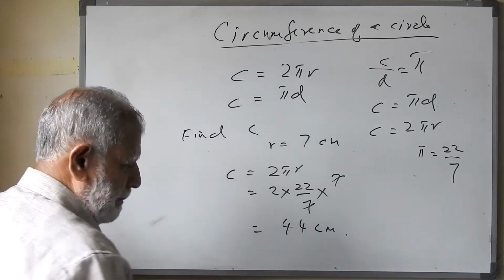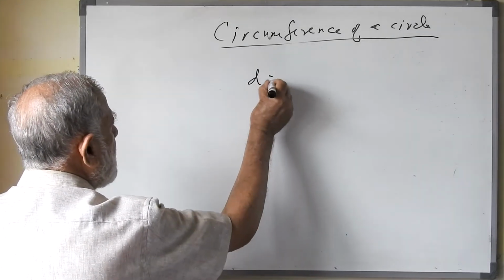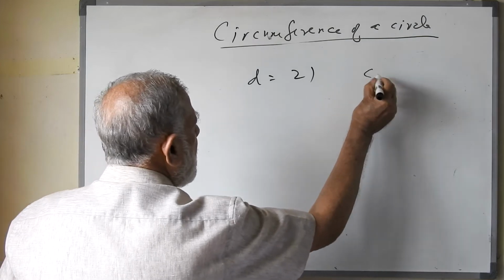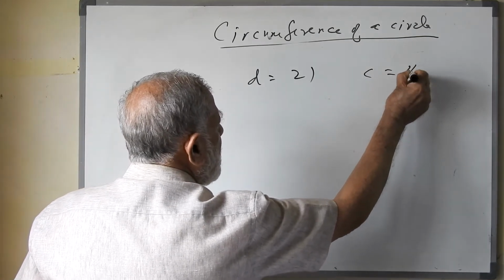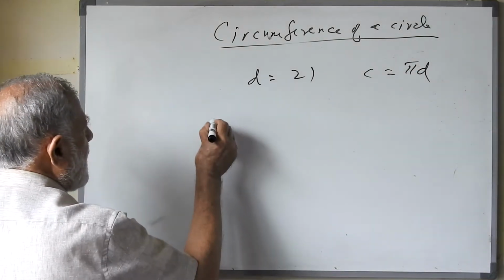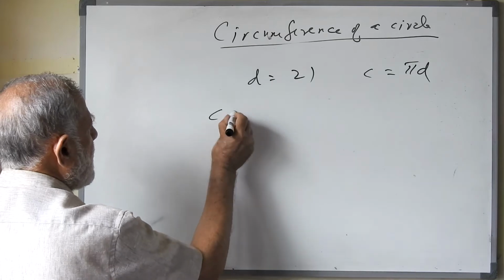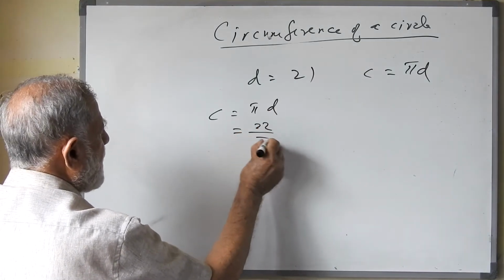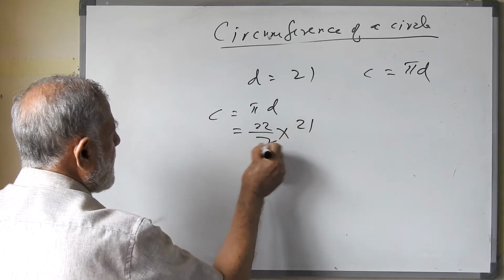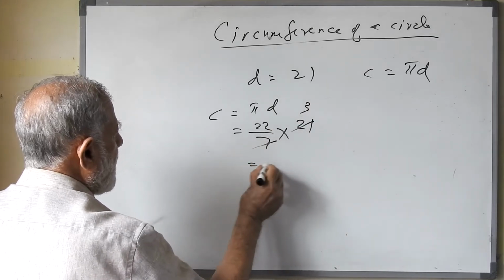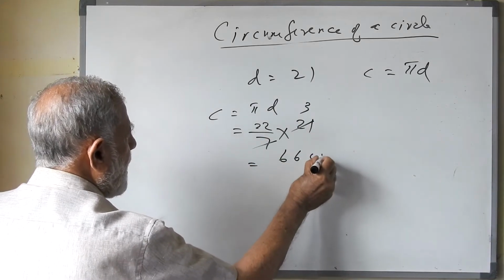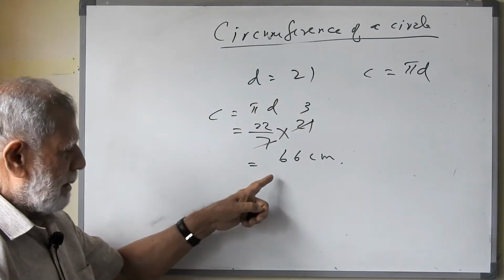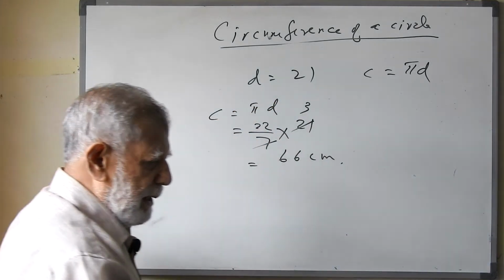We will take another example. Diameter is given as 21. You have to find C. So we can use the formula C is equal to pi d. That is equal to 22 over 7 into 21. So 7 and 21 cancel 3, that is equal to 66 centimeters. So the circumference of this circle where the diameter is 21 is equal to 66. We will take another example.